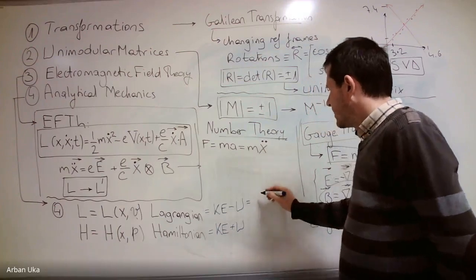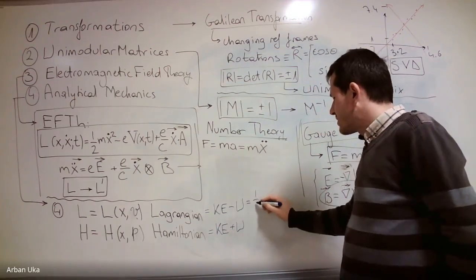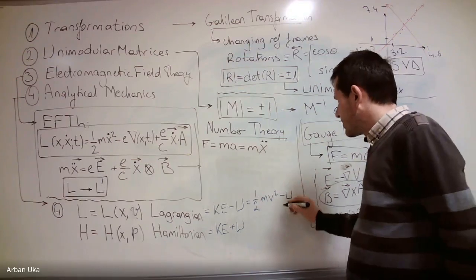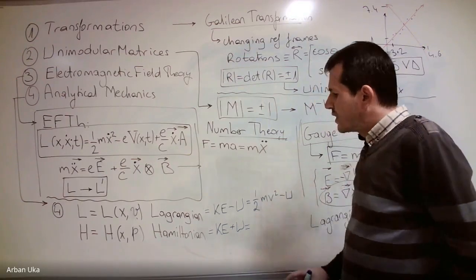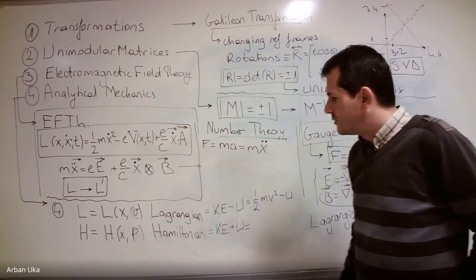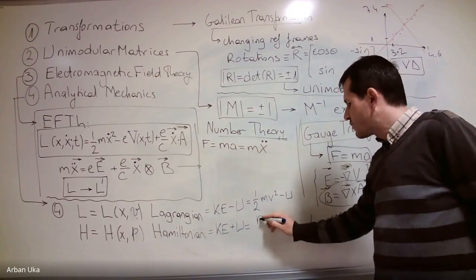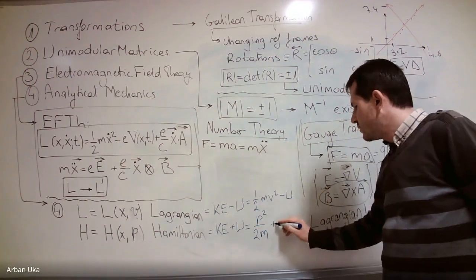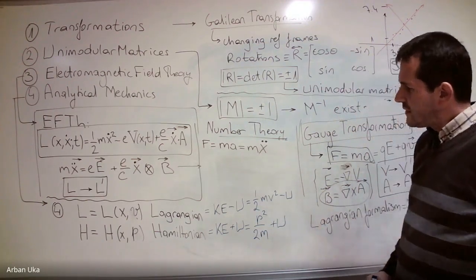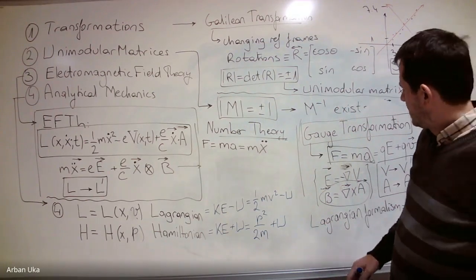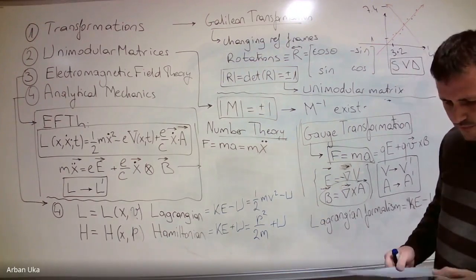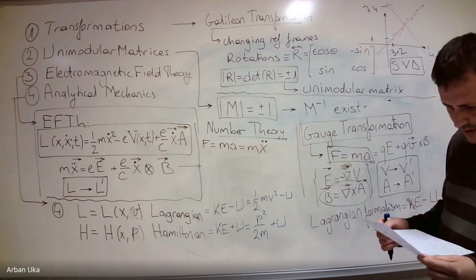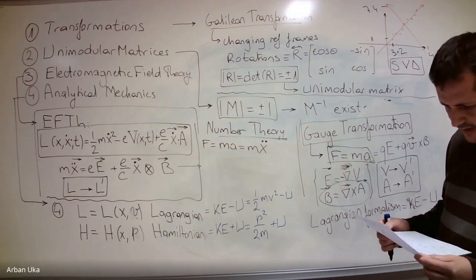But here, kinetic energy, we write this one as 1 over 2 mv squared minus the potential. This one, we write this one in terms of the linear momentum, which is p squared over 2m plus q. Okay? So, and we can derive the equations of motion from here, and we get very elegant solutions.